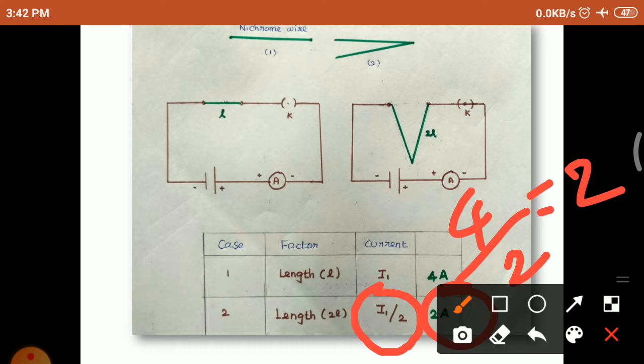Dear students, are you clear in this case? In the first case, I took the length L and I measured the current value, that is I1, which is 4 ampere. In the second case, I just increased the length of the nichrome wire. I measured the current value. I got 2 ampere. So the 2 ampere is nothing but I1 by 2.